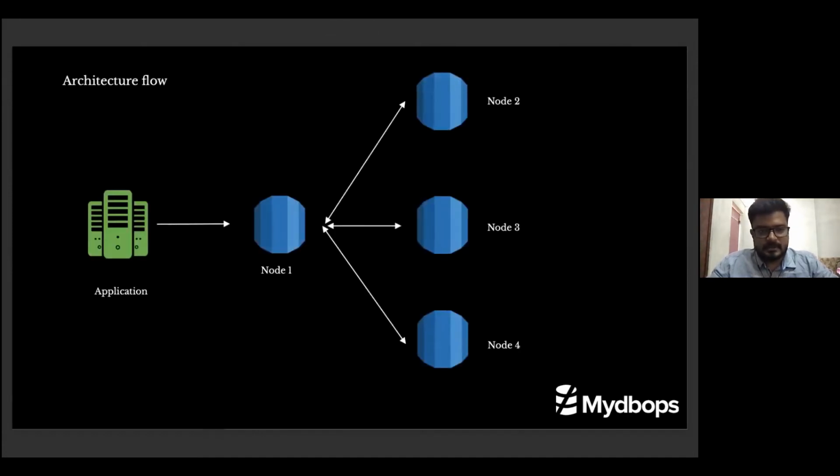So this is the architecture flow of it. That means the application fires a query to a particular node, and that node will split the query among the clusters. Once the data has been gathered from the other clusters, it is given back to the same node, which processes it and shares the data with the end users.